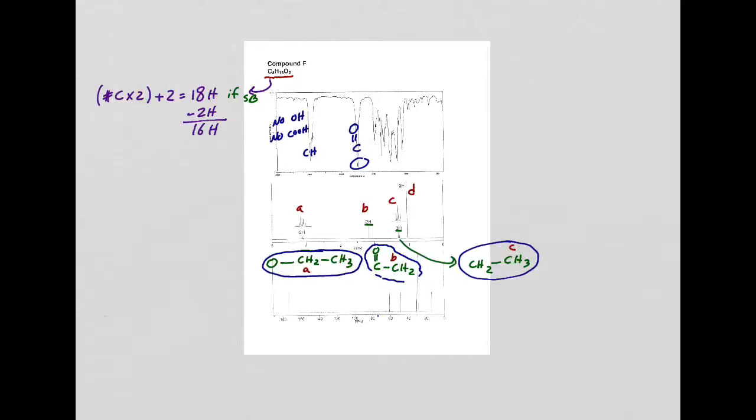Now, let's look at the last peak. The integration is 9 and it's a singlet. We've seen this before. If you have an integration of 9, one likely possibility is that you have 3 methyl groups that are equivalent to each other, and because it's a singlet, it's probably attached to a carbon that has no hydrogen. Okay.